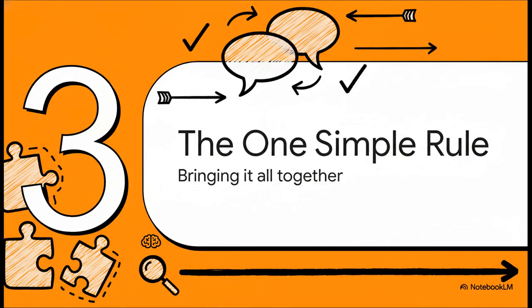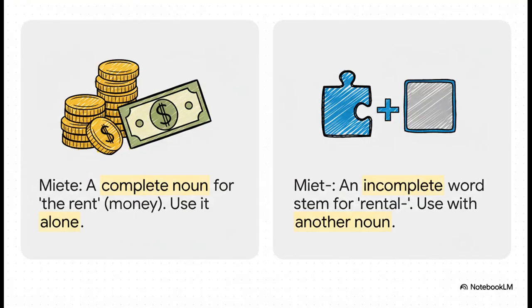Okay, so we've got the whole word and we've got the word piece. So how do you remember which one to use when you're in the middle of a conversation? Well, it all comes down to one very simple, very clear rule. And here it is, the key to unlocking the whole thing. On one side, you have Miete. That's the noun, the thing itself, the actual money. And on the other side, you have Miet, which describes a thing. It's the difference between the rent and something that is rental. One is a noun, the other is just a modifier.